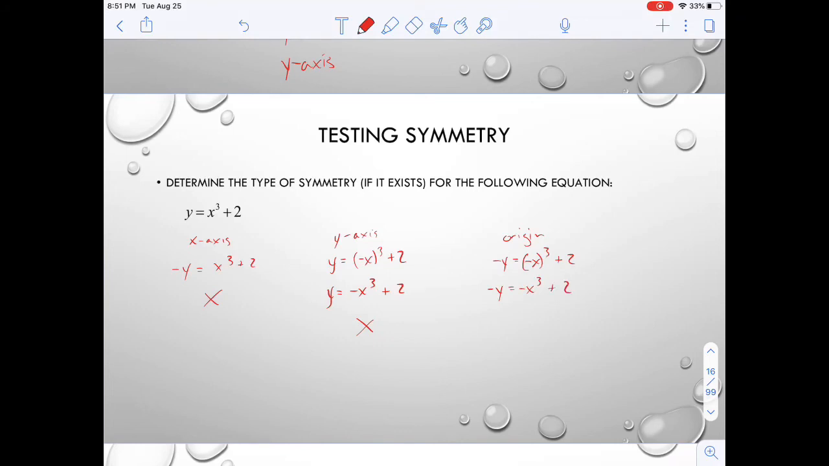I could multiply both sides here by negative 1. When I do that, I get y equals x cubed minus 2. Almost everything came back to its original except for now this constant. Therefore, it fails the origin symmetry test as well. So here we have no symmetry.